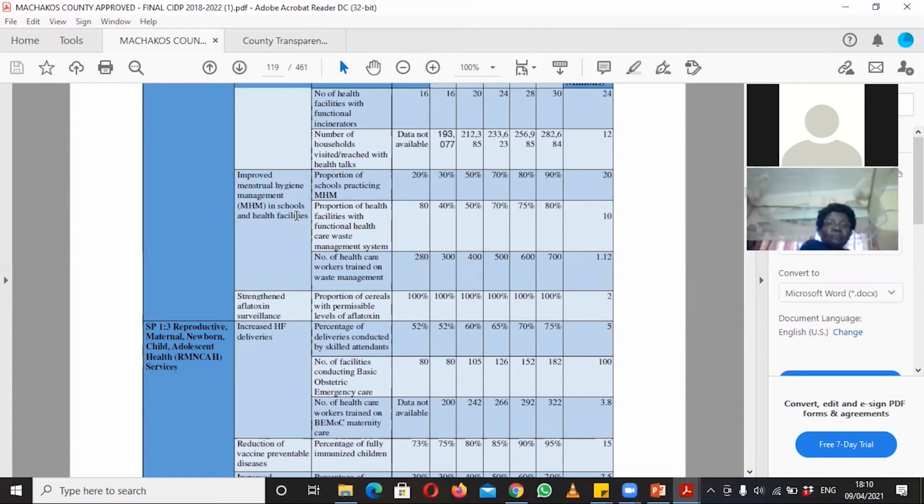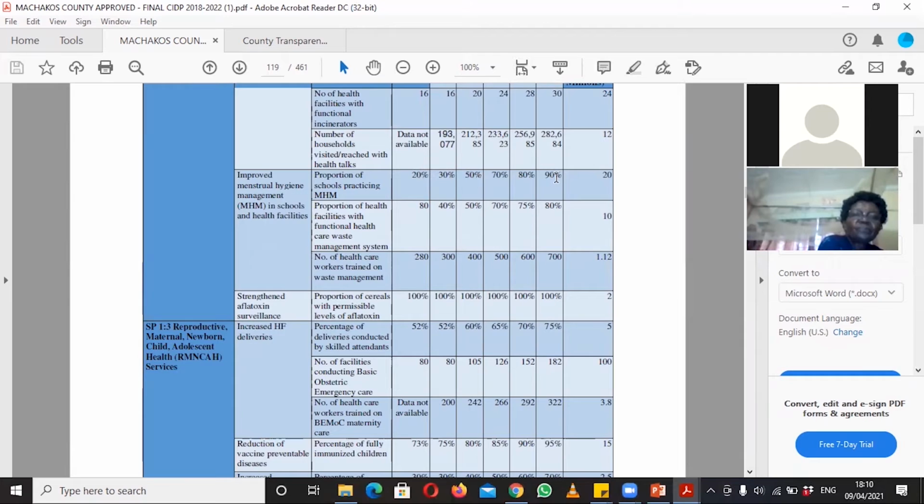And you know, Beatrice, your field is counseling as well. So you can see how much money they had planned to put in this CIDP. The proportion of schools practicing MHM was 20% by the time they were starting, but by year 5, they are expecting it to be at 90%.